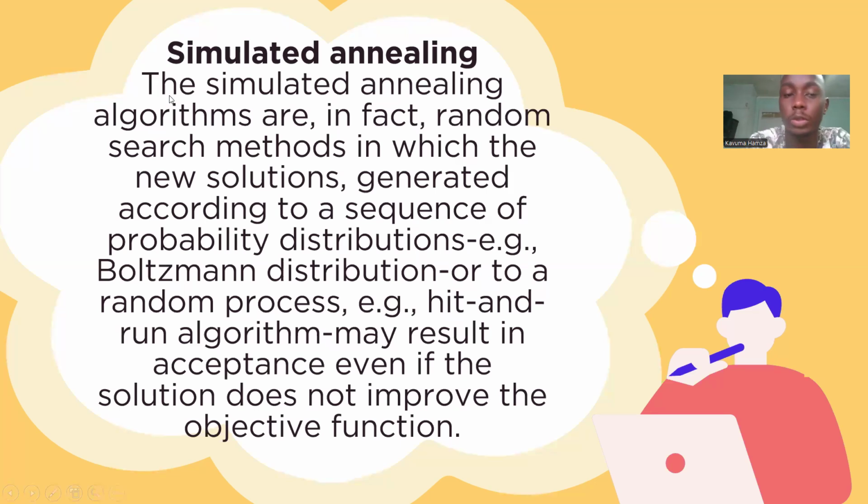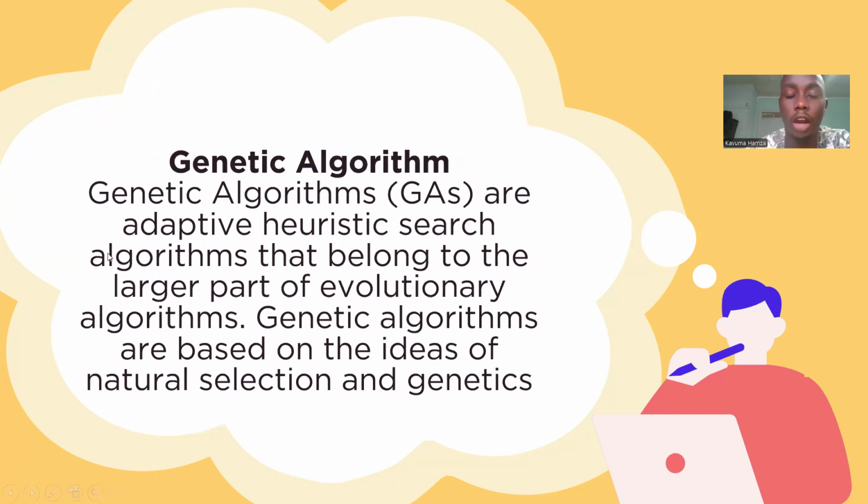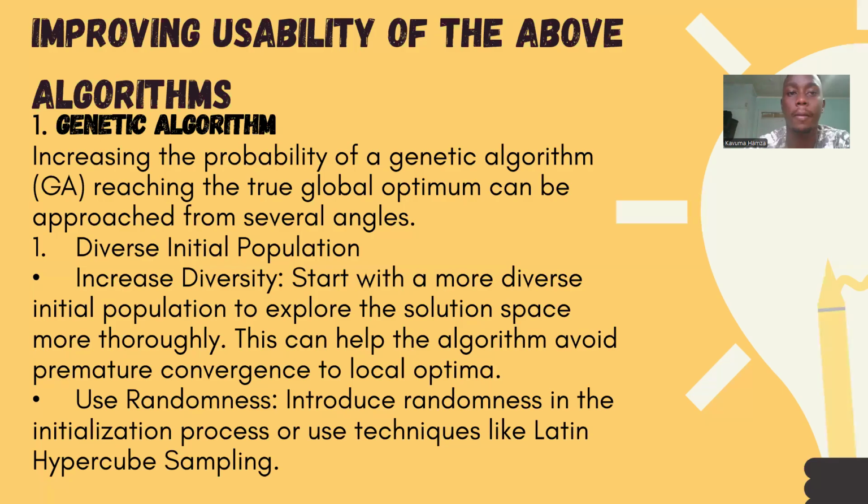Again, this takes us to the next algorithm, which is simulated annealing. Simulated annealing is a random search method in which new solutions are generated according to a sequence of probability distributions, the Boltzmann distribution. Then we have the genetic algorithm, which is a heuristic search algorithm that belongs to the larger part of evolutionary algorithms. Genetic algorithms are based on the ideas of natural selection and genetics.